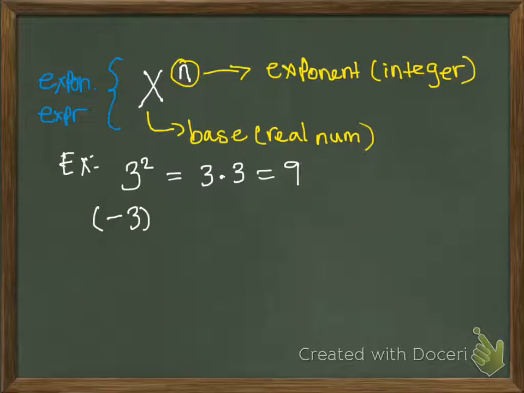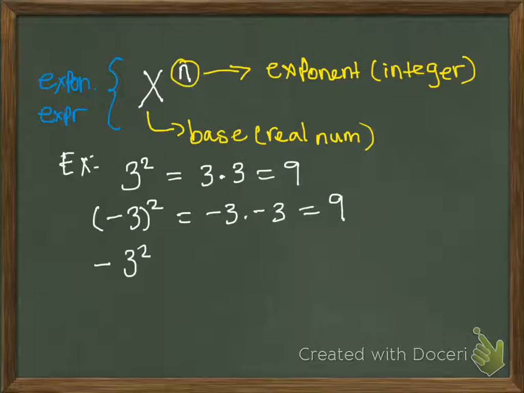Let's do another example. Say we have negative 3 to the second power. The exponent 2 tells us to multiply negative 3 by itself 2 times. Negative 3 times negative 3 is equal to 9.